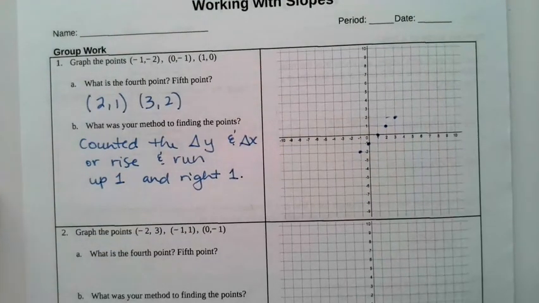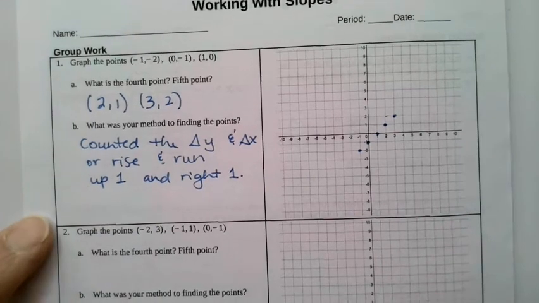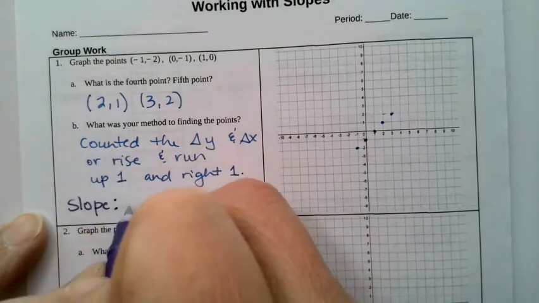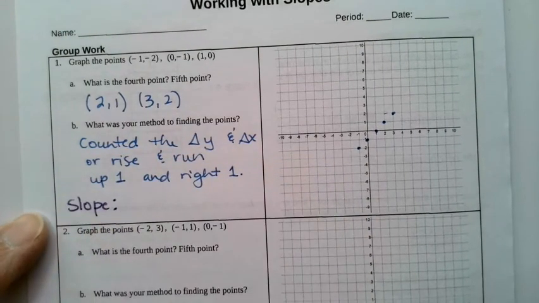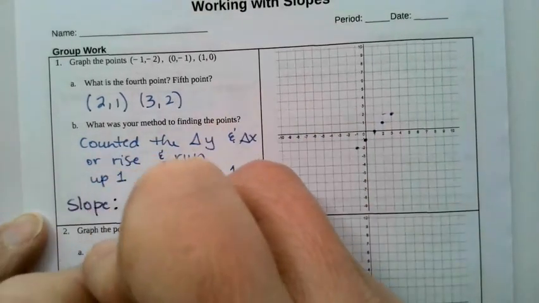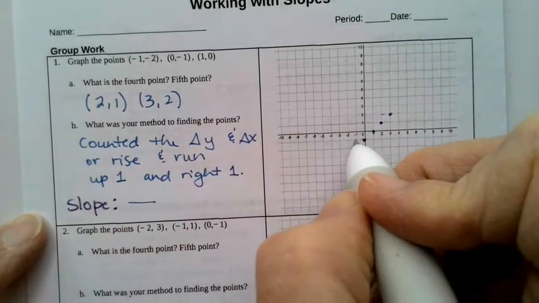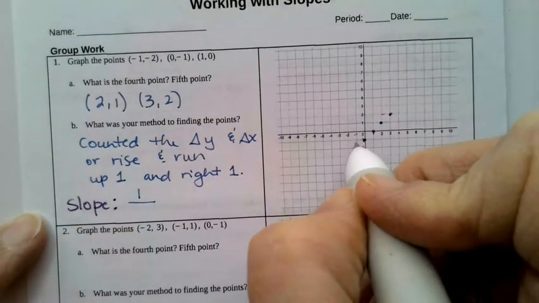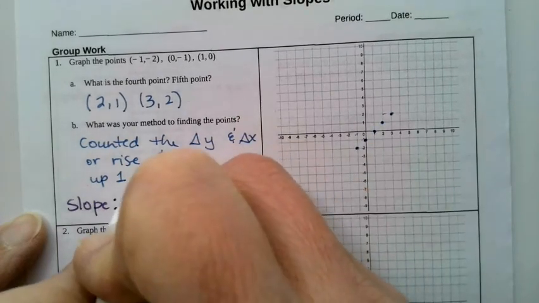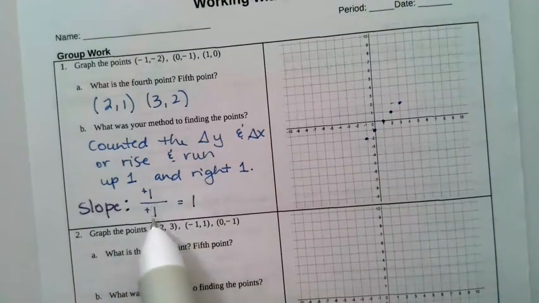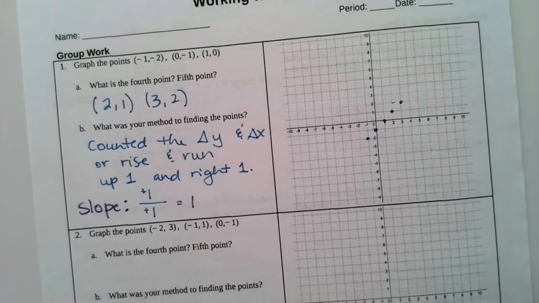And for all of these problems, and this was announced in class, but for some of you who missed class and are watching this, for every single one of these, you are going to find and tell me what the slope is. So for this example, the slope is change in y, which is +1, it's going up, and to the right 1, which is also positive. So you can reduce that to 1 if you want, but it is a change in y over change in x of 1 over 1.